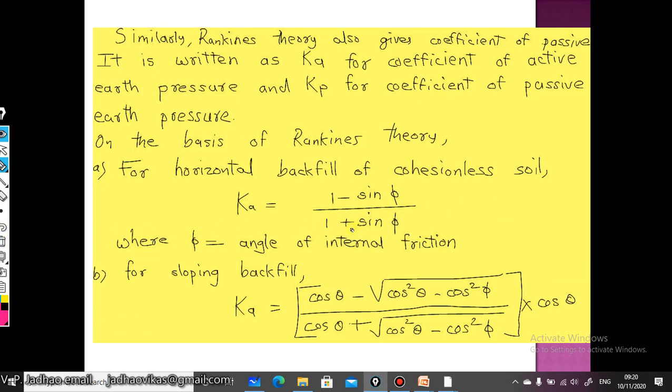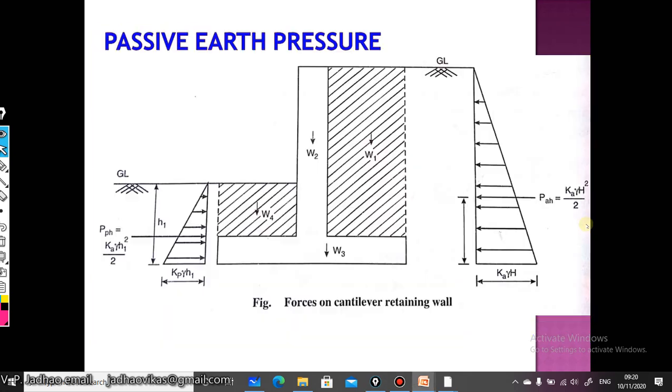Now we will see the formula for calculating the coefficient of passive earth pressure. Passive earth pressure means the pressure is acting in the opposite direction of your retained material. So again, for this passive earth pressure, it is 0 at the top, and at the base the intensity is Kp into gamma into h, where Kp is the coefficient of passive earth pressure.